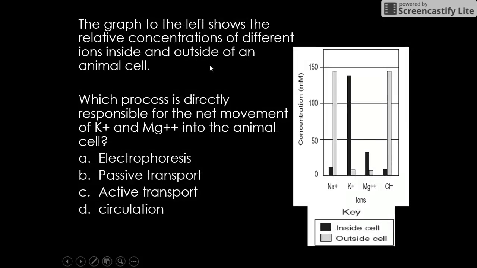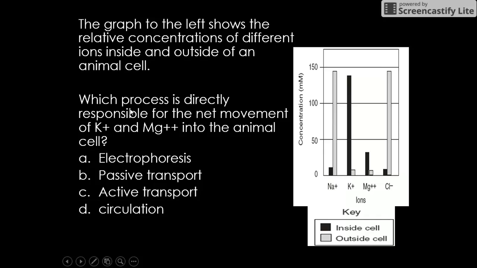The graph to the left shows the relative concentrations of different ions inside and outside of an animal cell. So we see the inside of the cell are all the dark bars, and the outside of the cell are all of the light bars. So we're just looking at how many of these substances are inside the cell and outside the cell. So for example, Na, we see there are not a lot of them inside the cell because this bar is so small, but there are a lot of them outside of the cell because this bar is huge.